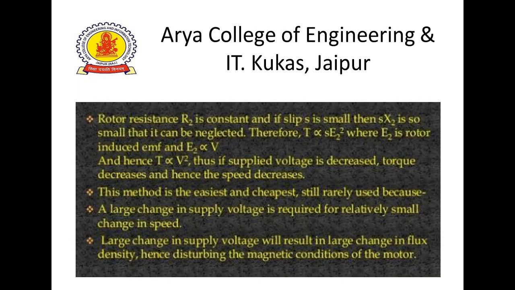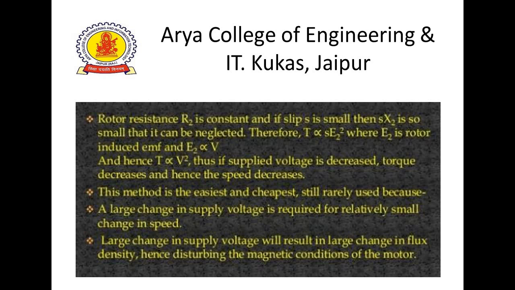Rotor resistance R2 is constant, and if slip s is small then s X2 is so small that it can be neglected. T is proportional to s E2 square, where E2 is the rotor induced EMF and E is proportional to voltage. So T is proportional to voltage square. If supply voltage is decreased, torque decreases and the speed decreases. The method is very easy and cheap.